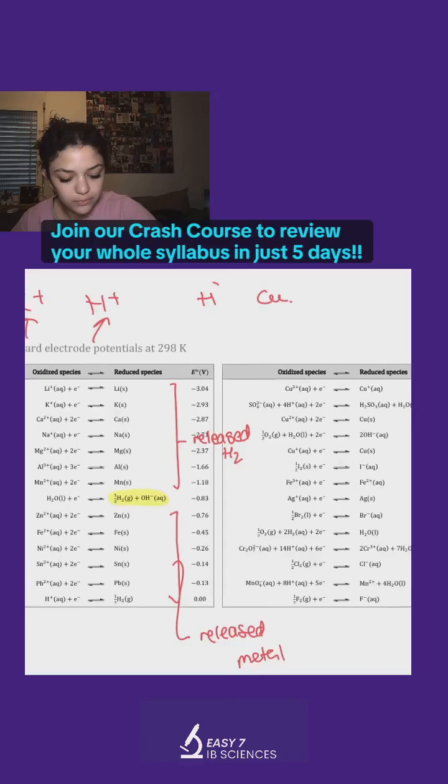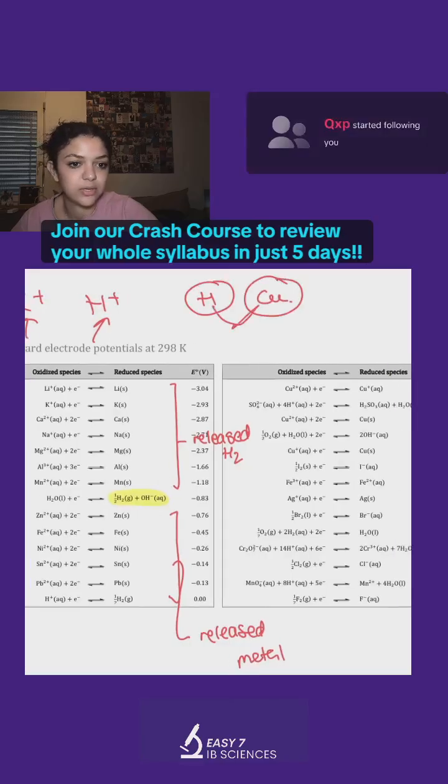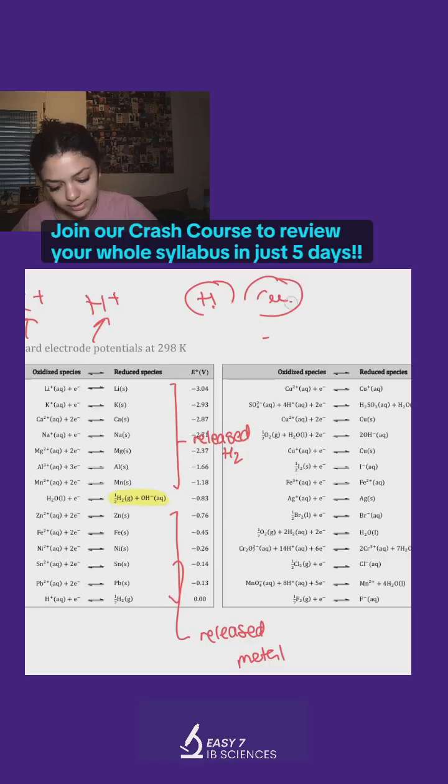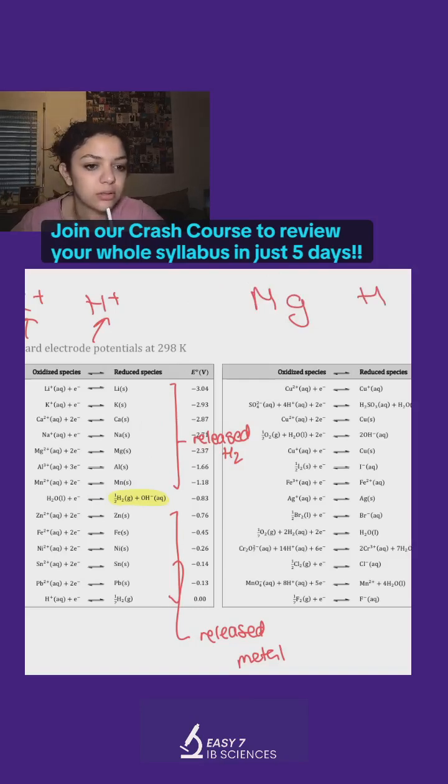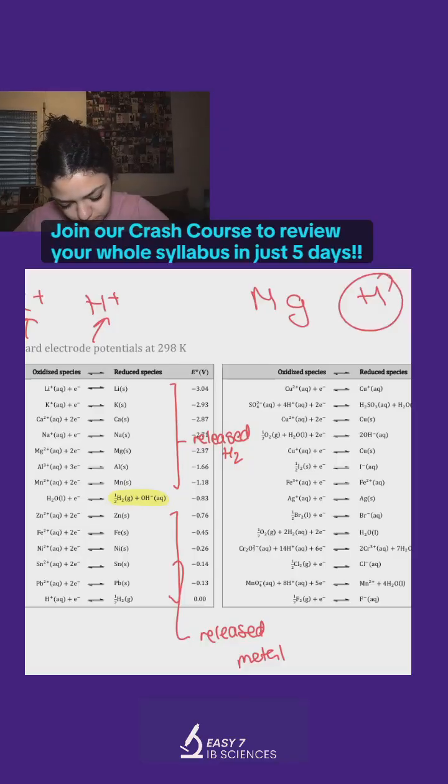Okay, so copper and hydrogen, which one would be released? Someone said it correctly. Copper, exactly. Okay, now I'm going to give you another one to test you guys. Magnesium and H+, which one would be released? Good, exactly. Someone said, what is the logic behind that? The more reactive one is released. H2, perfect. No, not the more reactive one. The less reactive one is released. Because it just requires less energy.